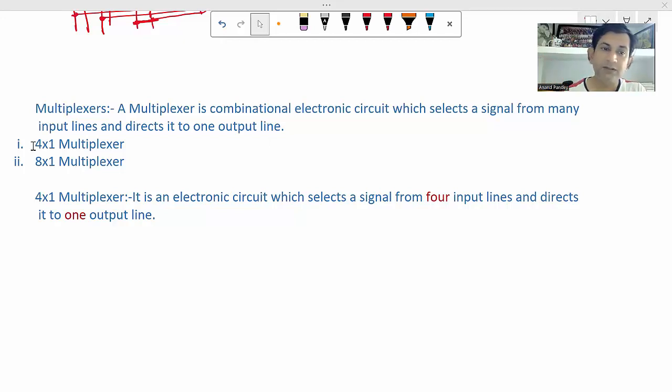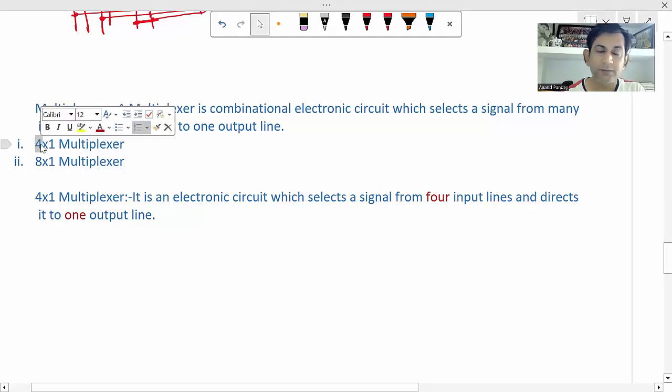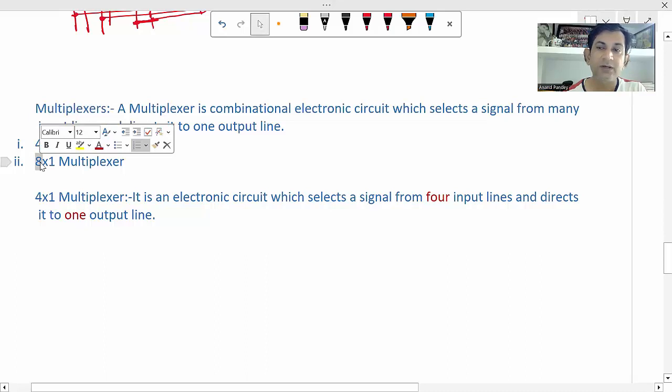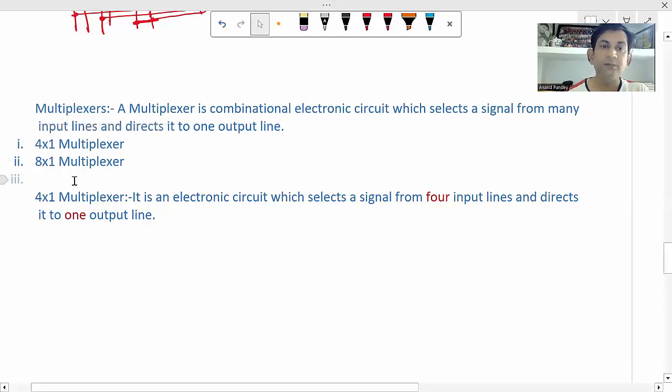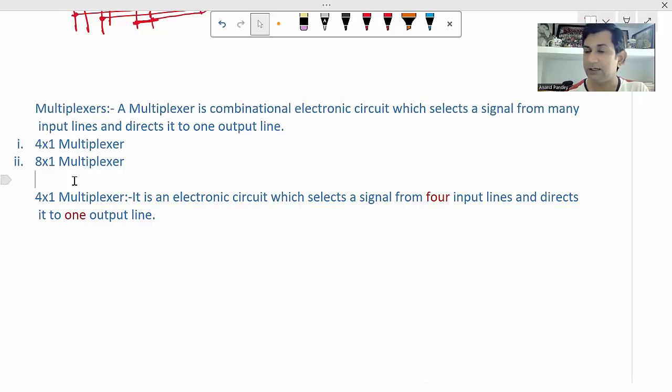Okay, 4 to 1 means there will be 4. It will select from 4 input lines and will direct it to one output line. Like that, in case of 8 cross 1 multiplexer, it will select one signal from 8 input lines, and only that selected signal will go through one output line. Okay, so this is for many to 1. It selects from many and directs it to 1. This is called multiplexer.